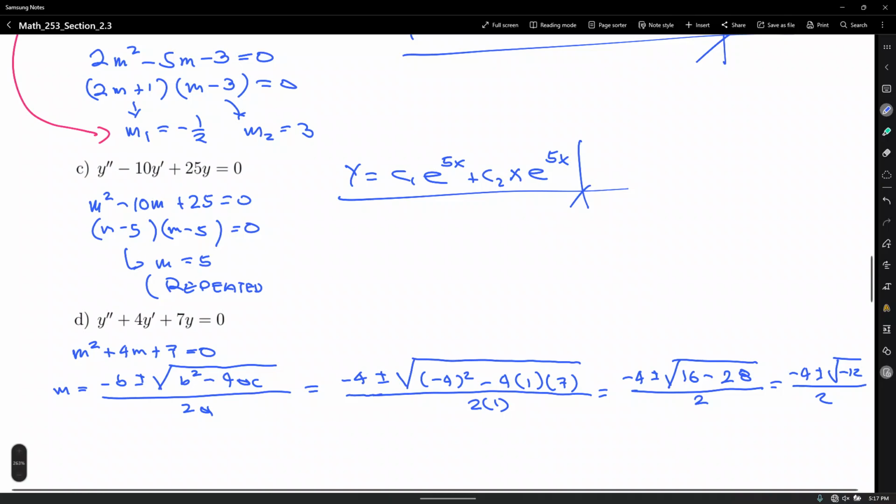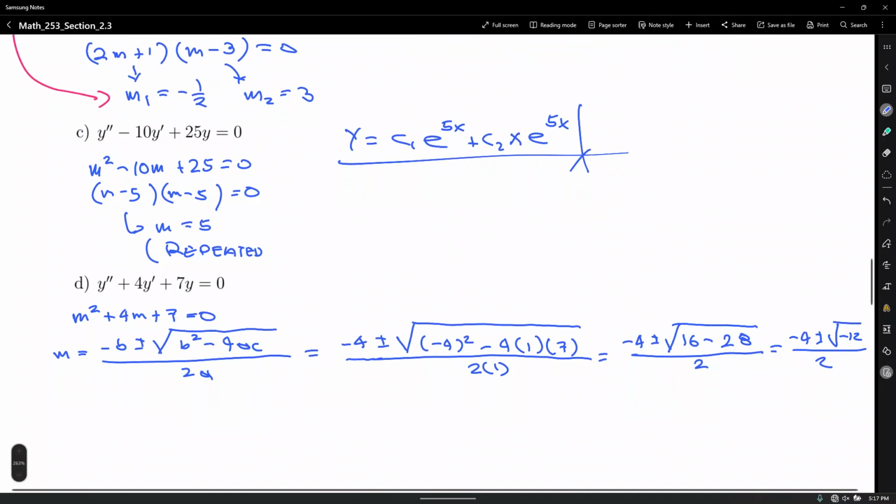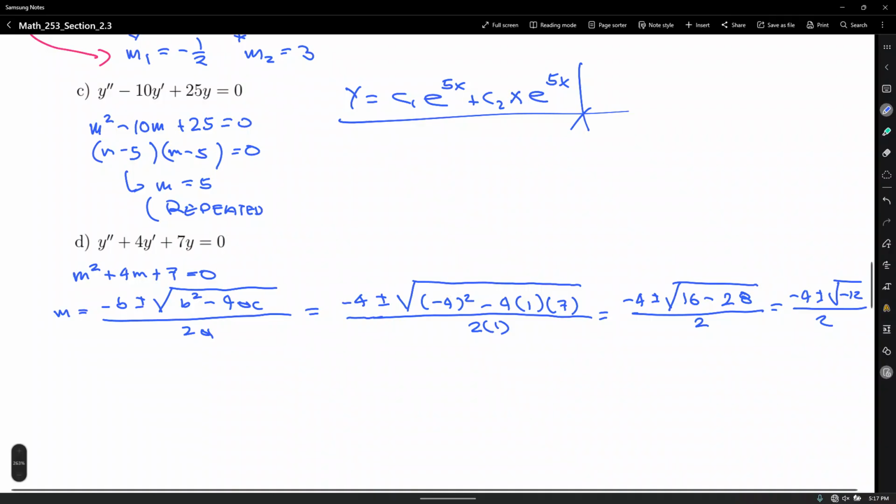All right, so in some of these complex solutions, we may need to work with simplifying these radicals for a few steps. So we have negative 4 plus or minus the square root of negative 12. Isn't that the same as negative 4 times 3, divided by 2? We can factor out the 4 and take out the square root of 4, which is negative 4 plus or minus 2 times the square root of negative 3.